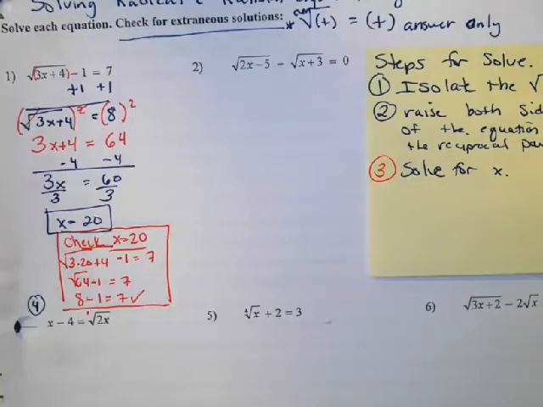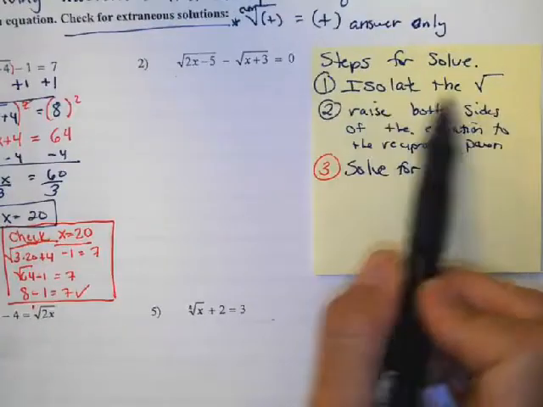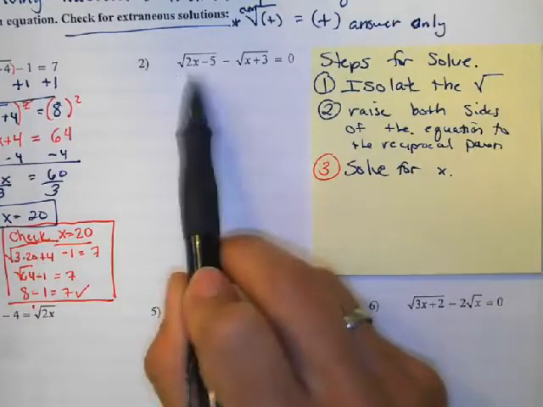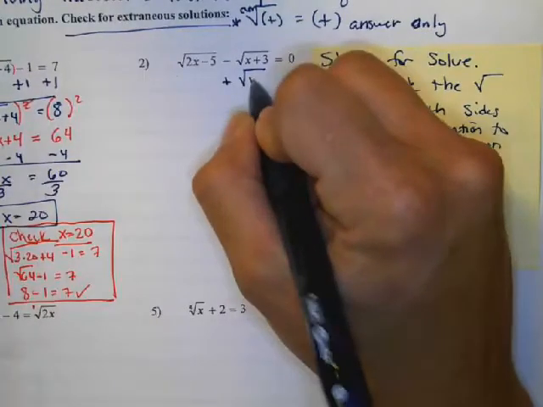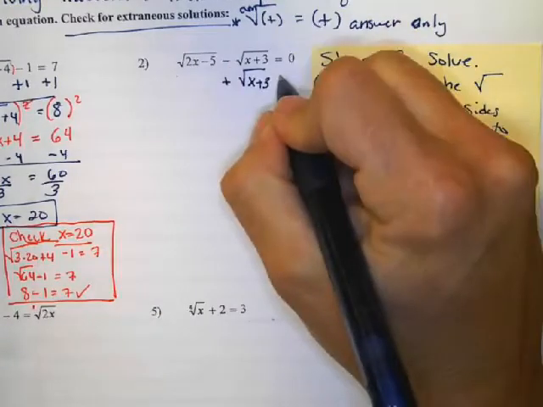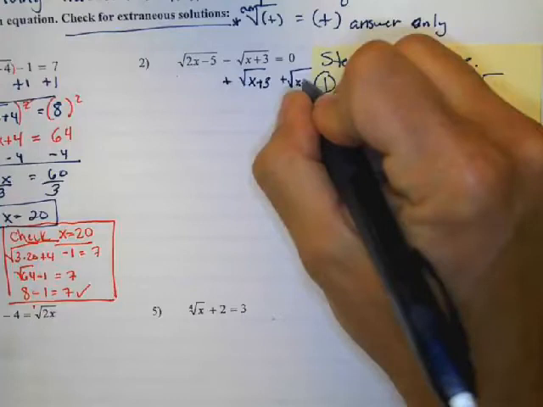I'm going to go to question number 2 because question number 2 is also a square root. So I'm going to isolate the radical. I have 2 radicals in this question, a radical here and a radical here. So all I'm going to do is add the entire radical, they have to stay together, to the left side and to the right side.